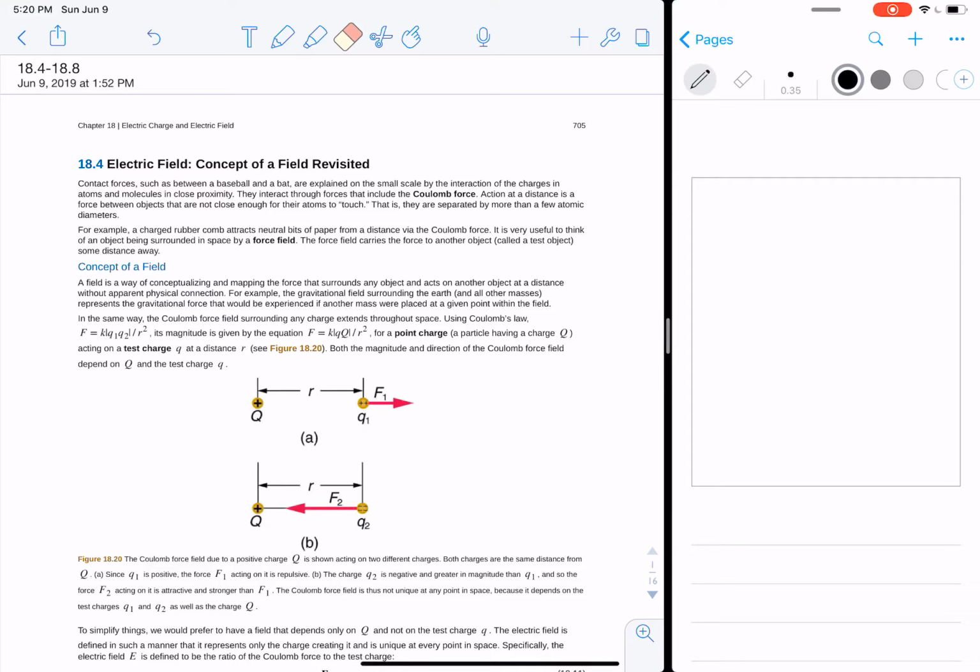Okay, so let's continue with section 18.4, talking about the concept of an electric field. Where this comes from is, let's say you've got a charge Q situated here, and you bring another charge in nearby. You know from the previous sections that we're going to either have a force pushing this charge away or pulling it closer, depending on the charge polarity of the charge.